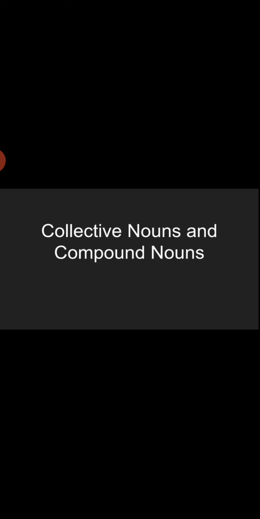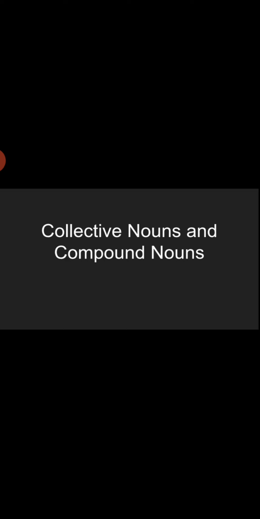In the same way, school bus. School is a different word. Bus is a different word. Both are combined together to make a meaning. Okay, so school bus is also a compound noun. In the same way, bedroom.